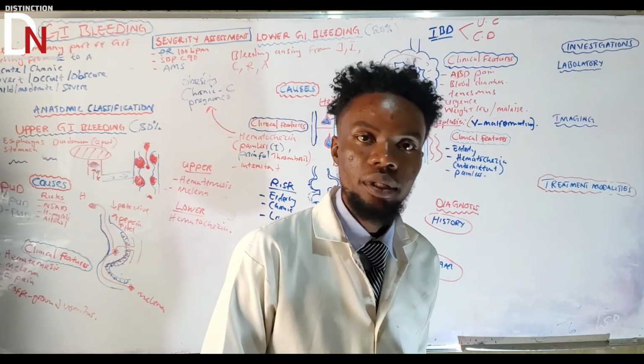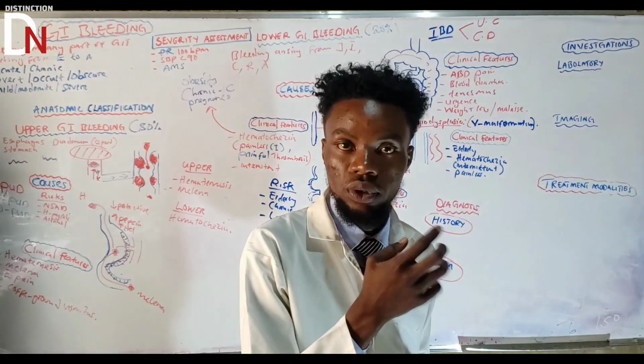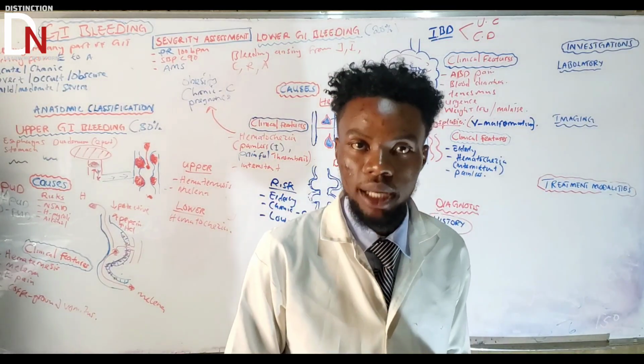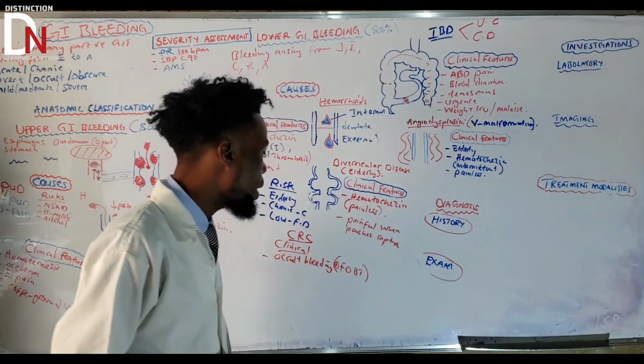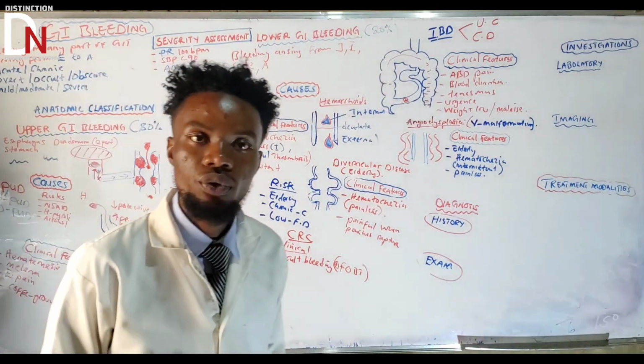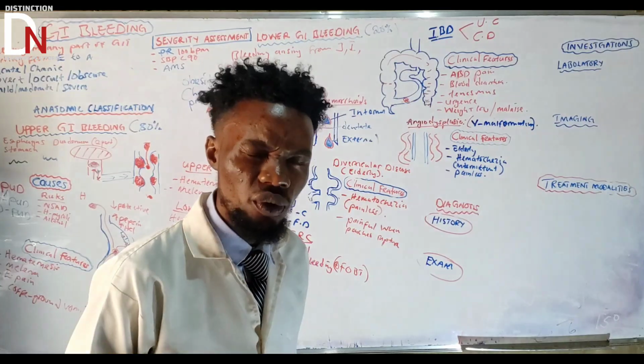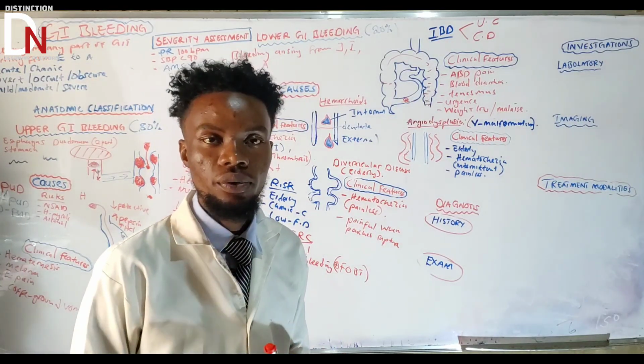In the stool you can't see the bleeding, but for you to see it, you need to do a blood test, the fecal occult blood test. That's when you are going to see the bleeding. It's going to be positive. If it's positive, then it's going to tell you that there's something going on.